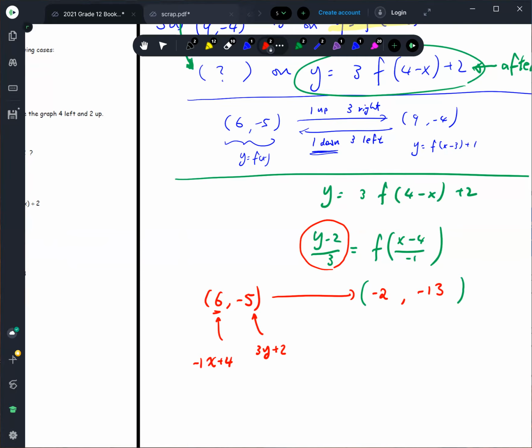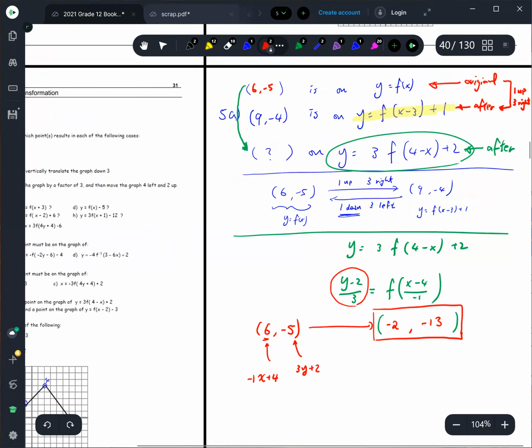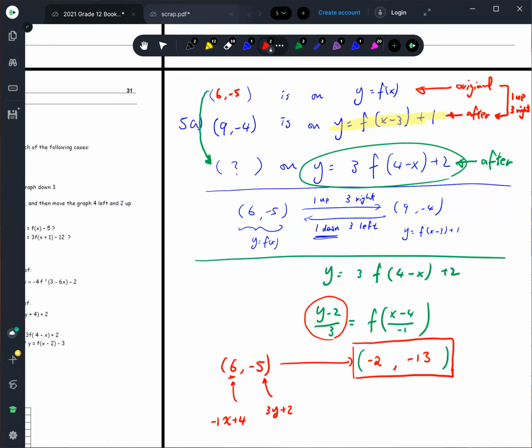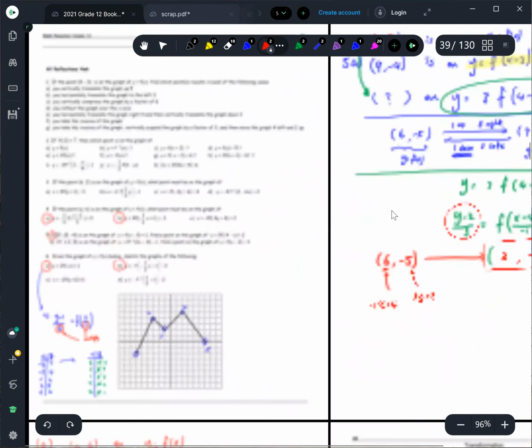Okay, so that's how you should get -2, -13 on your answer. This question involves 2 steps, right? First, you have to get the original point, which you need to think backwards, right? Rewind your tape. Then it will become 6, -5. After that, once you have the original point, you can apply the new story on the original. Okay, so that's the question.